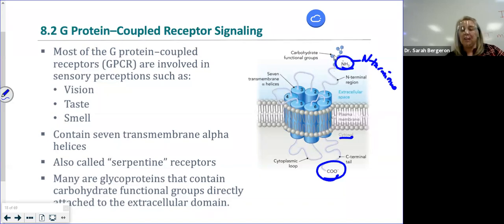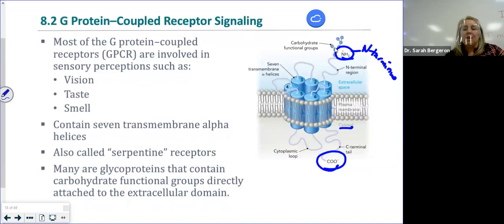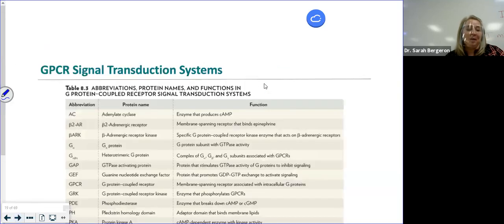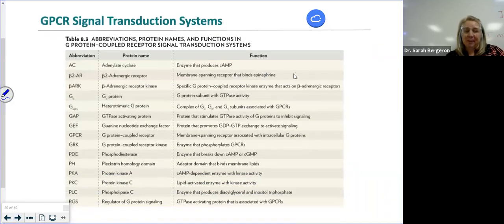So this is an example of a glycoprotein because it's a protein that has some form of sugar attached to it. And so these help to regulate the receptor's activity. So they function as functional groups. The animation is awesome. Go watch the animation.